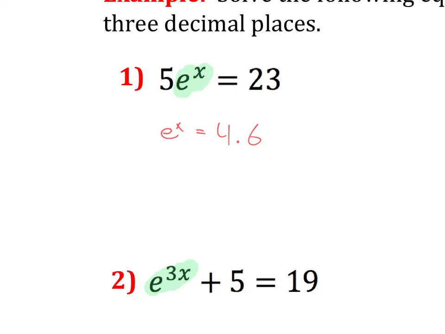Now, I would love to solve this from here, but I'm trapped in exponential form. I can't really do anything. If you're ever trapped in exponential form, throw yourself into logarithmic form. So I have log base e of 4.6 equals x. Well, log base e is just ln, and the base e is just assumed, of 4.6 equals x. Well, hey, that's just straight up calculator work. So on my calculator, I'm going to hit the ln button, and then 4.6, and I'm getting 1.526.